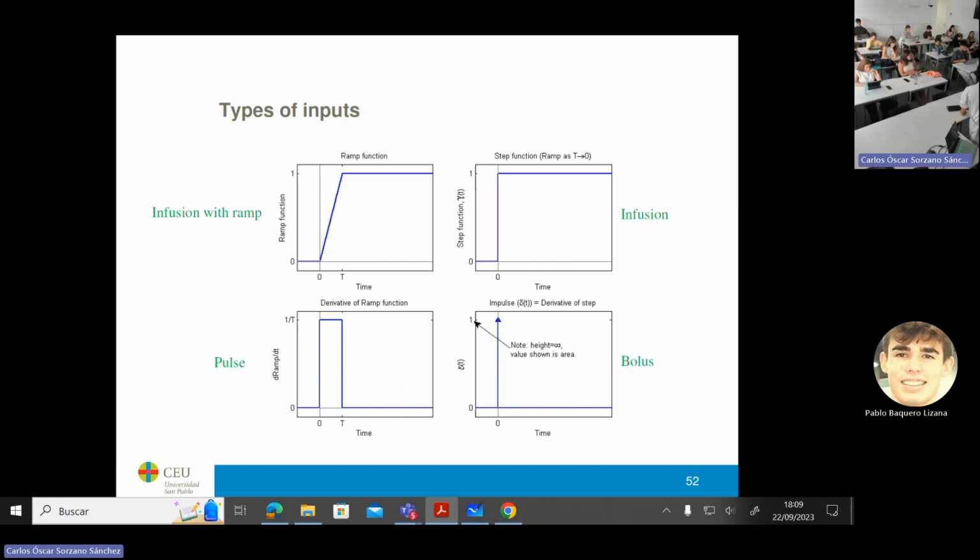You probably recognize these from your course on signals and systems, right? You have had this kind of input applied to systems.